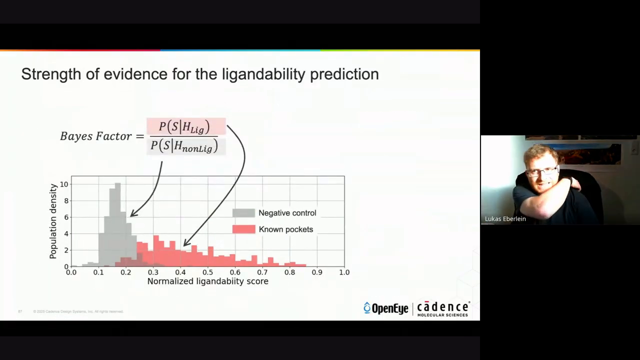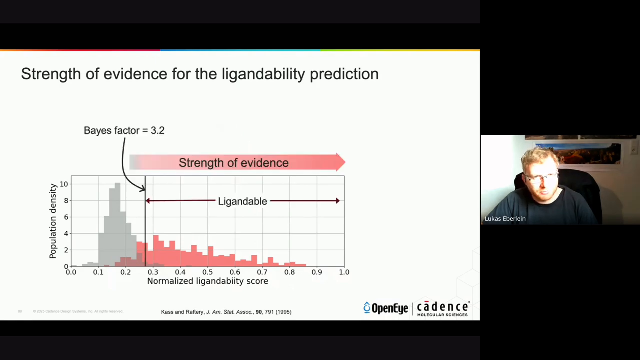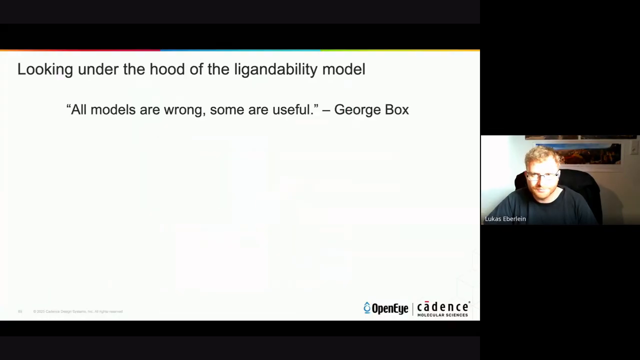In order to find an actual breaking point, we use the so-called Bayes factor, which is the ratio of two likelihoods. The idea is that if you have the same data given a model which is ligandable or not ligandable, how much evidence do you have that the model is predictive or not? A Bayes factor higher than 1 gives you evidence that your model is really predictive. We use a normalized ligandability score of 0.72 as a cutoff to consider a pocket ligandable, which corresponds to a Bayes factor of 3.2.